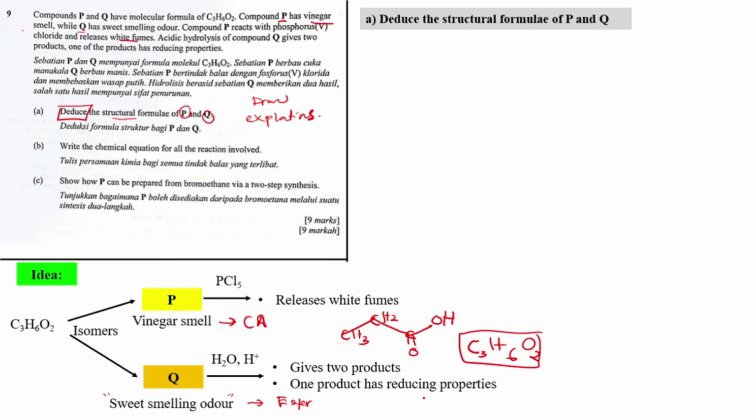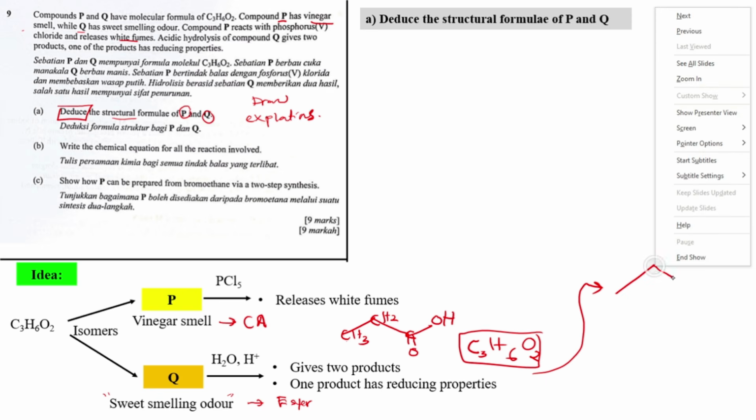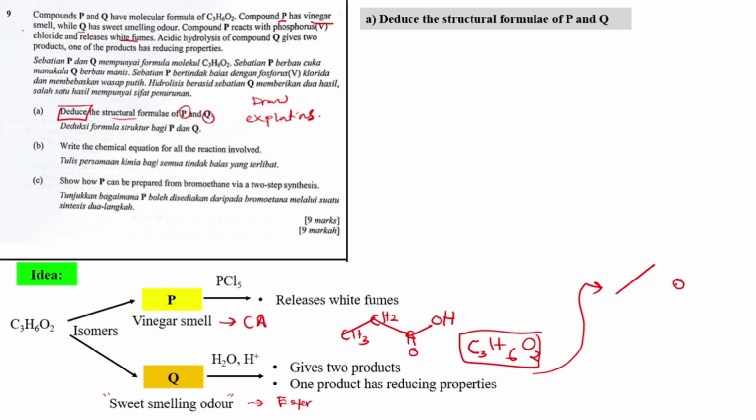So one of the products will have the reducing property. From here, we know that it is an ester. So what we can do is draw carbon 1 and 2, and then it's going to have O, here, 1 and 2 carbon, and then the other one is a double bond O, and then H. So it's going to have the ester bond, and it's going to have CH2, and then CH3 here.